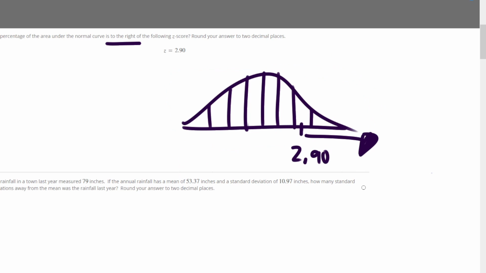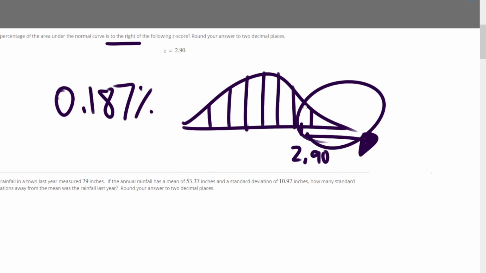So I'll show that in Excel. 2.9. So equals norm.s.dist, and then 2.90, and then comma, and then true, and then close parentheses, and then we'll take 1 minus A1. I forgot the equal sign. 1 minus A1, that gives us this. So our percentage is 0.187, 0.187%. That is our percent of this area.